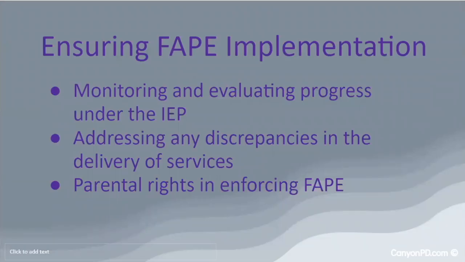So how do we ensure that FAPE is being implemented? We want to monitor and evaluate the progress of the IEP. So we'll constantly be collecting data on the students' progress on their IEP goals and overall development. We'll also want to make sure to address any discrepancies in the delivery of services. So if the IEP is not being followed exactly as written, we will want to address any of those discrepancies right away. And we want to make sure we're always providing parents with their rights under FAPE.